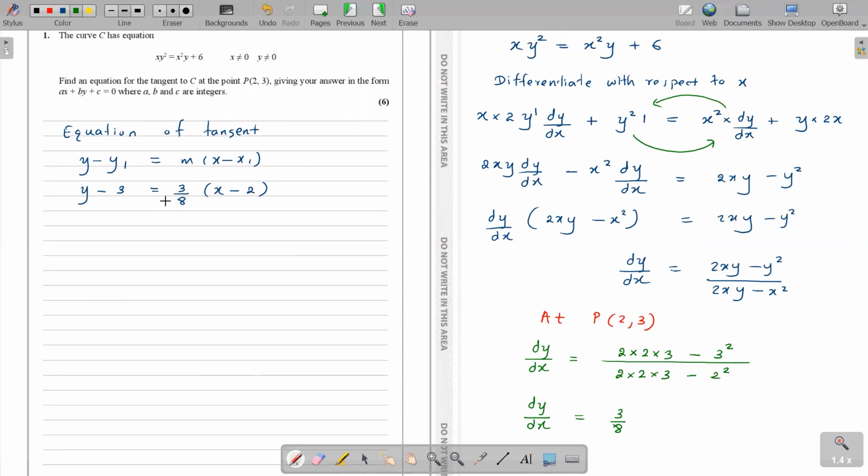So I'll take the 8 to the other side, multiplying it with y minus 3, because they have told us to get the answer in the form ax plus by plus c equals 0, where a, b, c are integers.